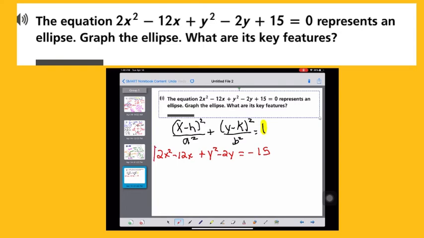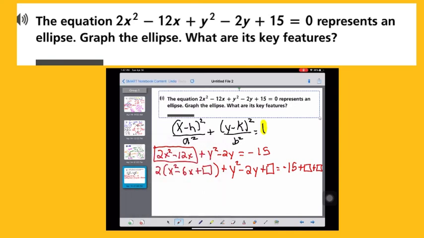Okay, so we need to complete this square. So the first thing I'm going to do is I'm going to factor the 2 out. That's going to leave me with x squared minus 6x. Now we've got to add in our box. We're going to close that off. We'll fill the box in just a second. So plus, don't have to factor anything out of the y squared. So y squared minus 2y plus our box. That's going to be negative 15. And then plus our 2 boxes. Ran out of room. So I've got to figure out what we got to put inside the boxes.